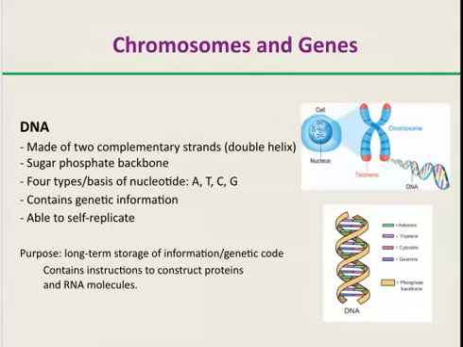A and T are joined together. They're a pair. And then the C and the G, they're a pair, with the phosphate backbone supporting them on both sides. So they contain the genetic information, and DNA is able to self-replicate. The purpose of them is that it contains the code. It's also long-term storage for code, and it contains the instructions for how to produce proteins, what proteins to produce, and for the RNA molecules.